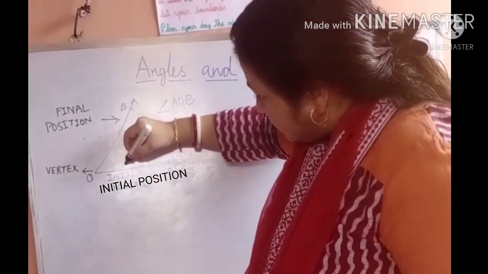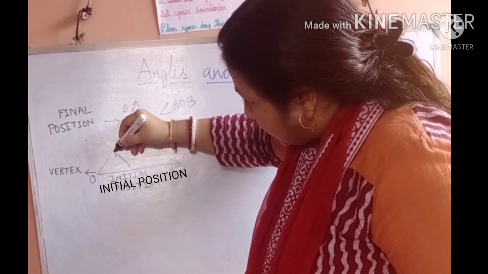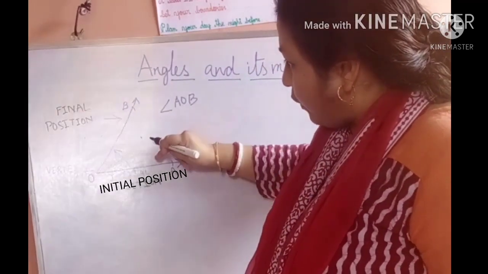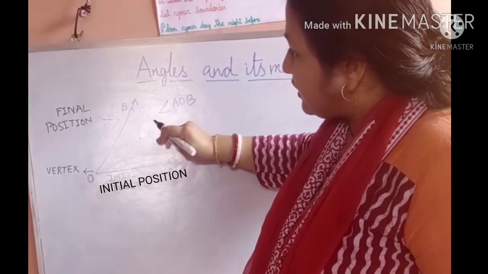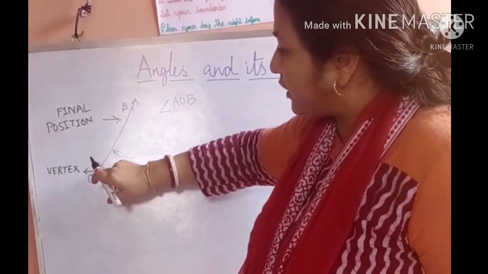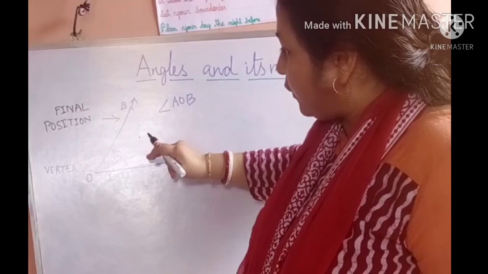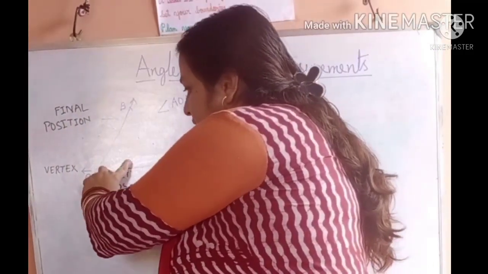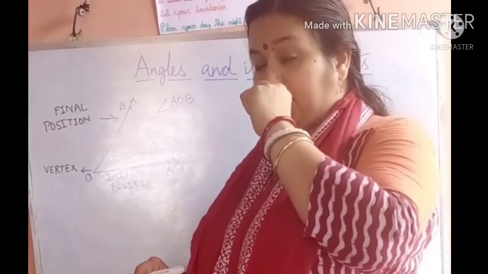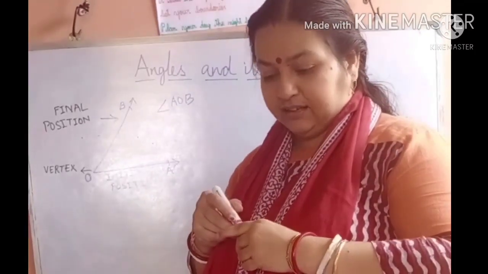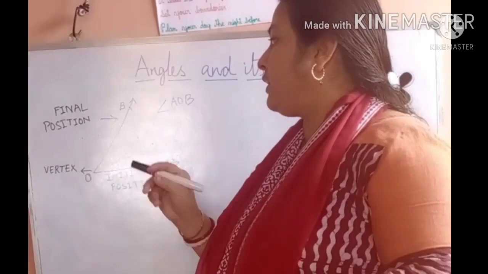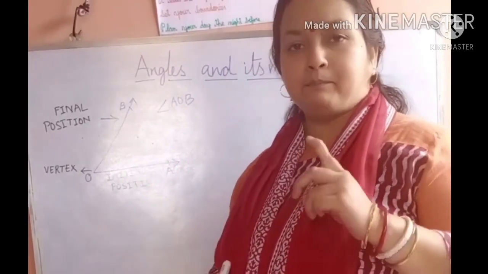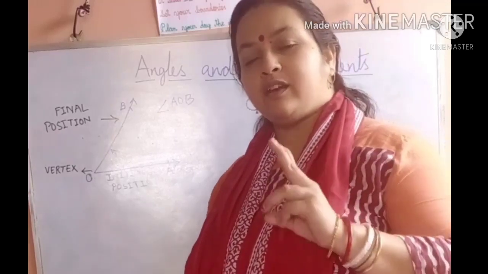That means this is the magnitude of this angle. One arm is brought, by rotating it about the vertex O, to this position. This amount of rotation is the magnitude of the angle. Now, how will we compare the magnitude of angles? We can compare the magnitude in three ways.